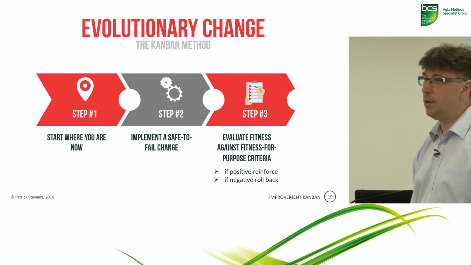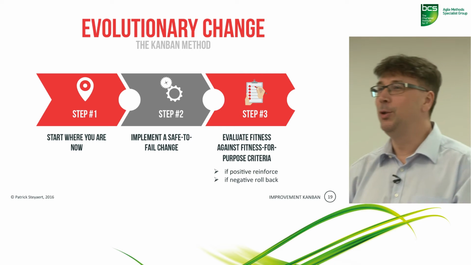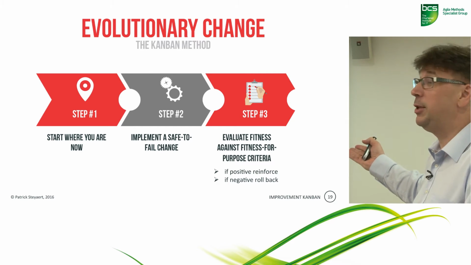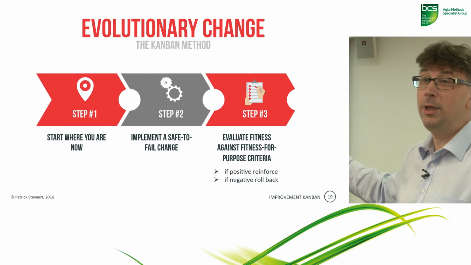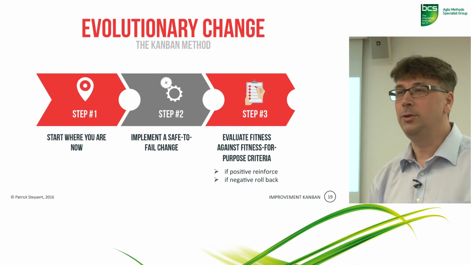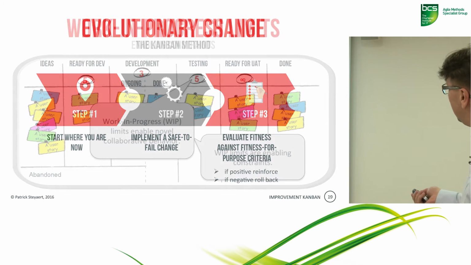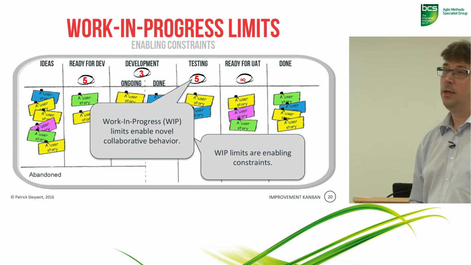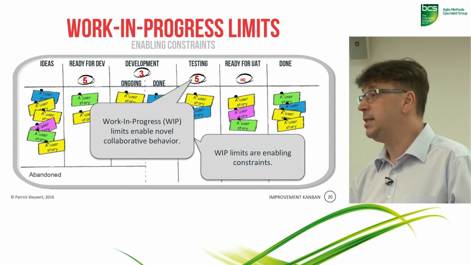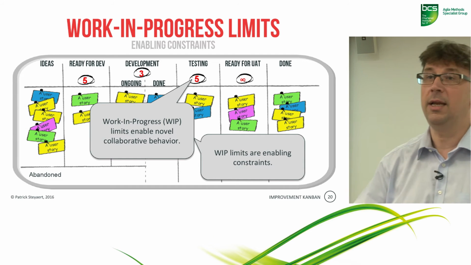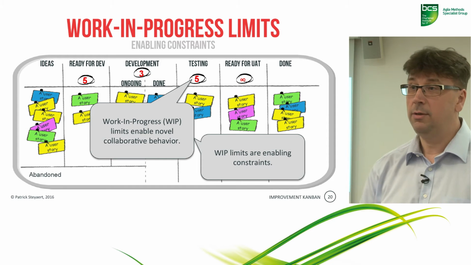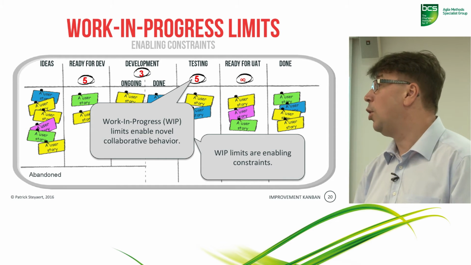Now there's something more under the hood here that is not visible through this, because you could consider this as retrospective change with fitness criteria, right? There's something more under the hood, and that is the enabling constraints, which are the work in progress limits. Work in progress limits really act as enabling constraints. They enable novel behavior, and especially they enable collaborative behavior.